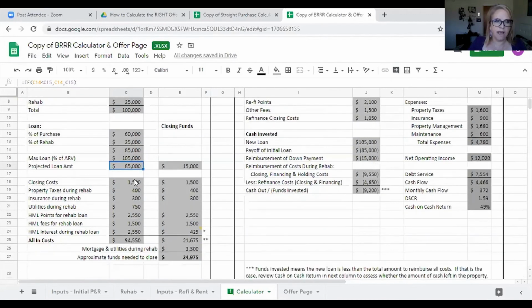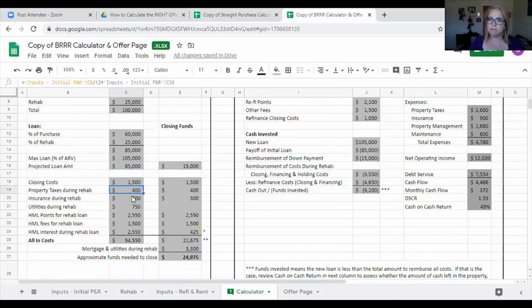Then we have our closing costs. This is taking C9, which is the total amount of the project, times the closing costs that we had put in our assumptions, which was 1.5%. And again, for the purpose of calculating the offer, I'll use that, but once I get it under contract, I'll go back and figure out what the actual closing costs are, and I'll refine my numbers.